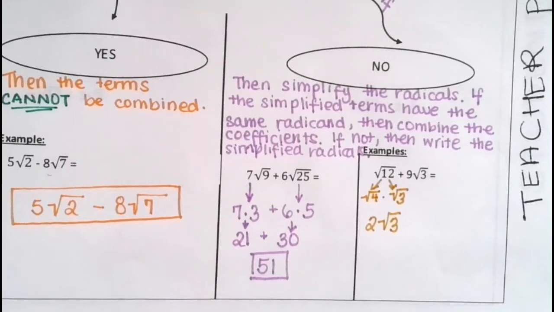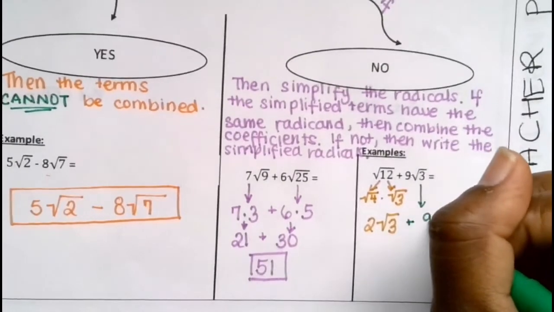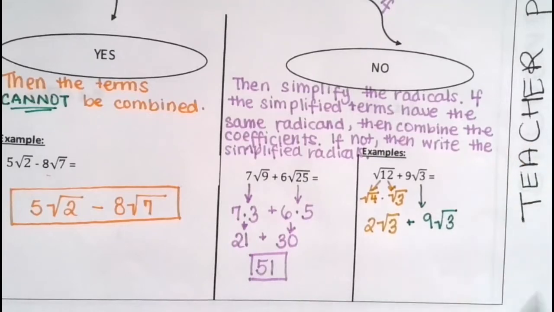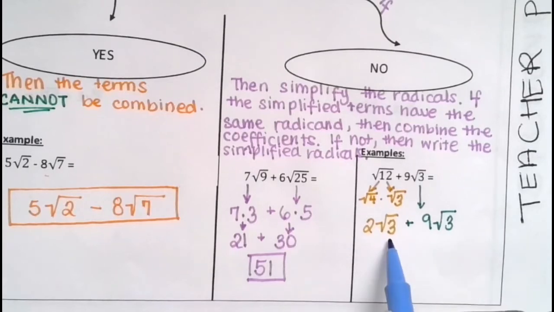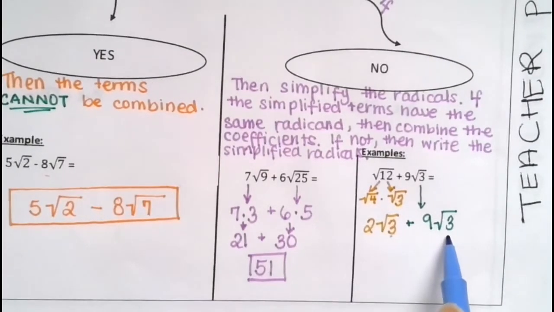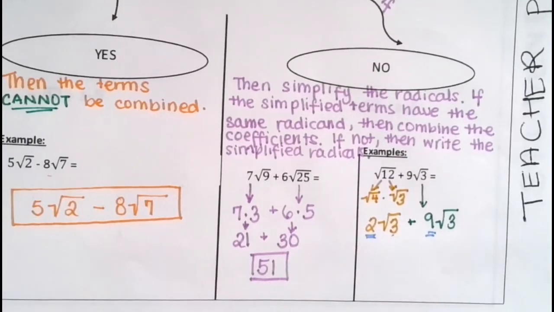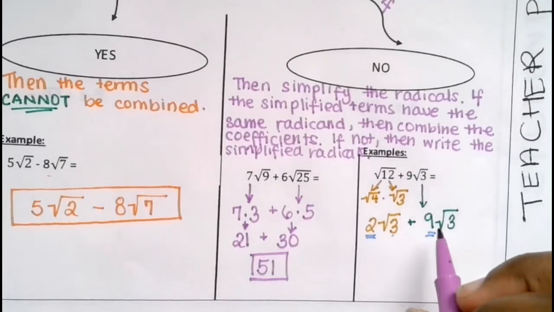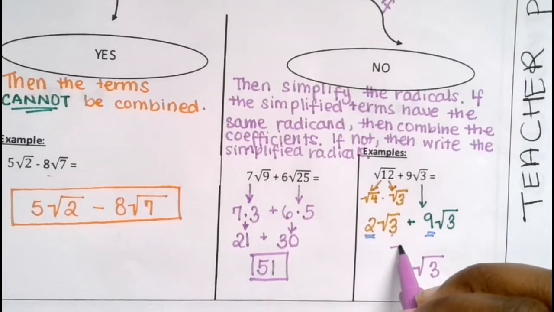I can then carry down the remainder of the problem, so now I have 2 root 3 plus 9 root 3. Since my radicands are the same, I can then identify my coefficients and add them. My coefficients are now 2 and 9. And I can add them because I have the operation of addition. 9 plus 2 is 11. And then I will keep root 3 the same and place a box around my final answer.